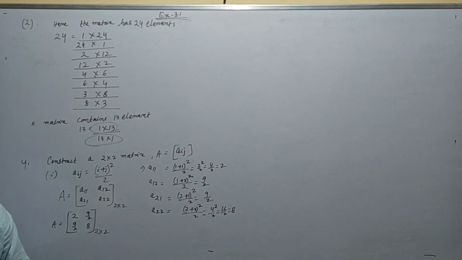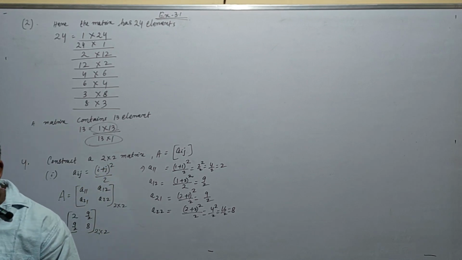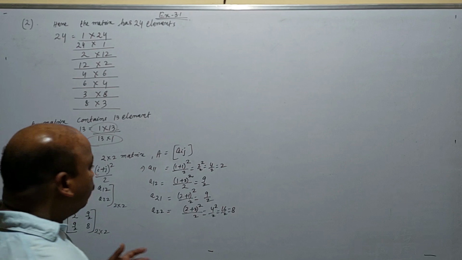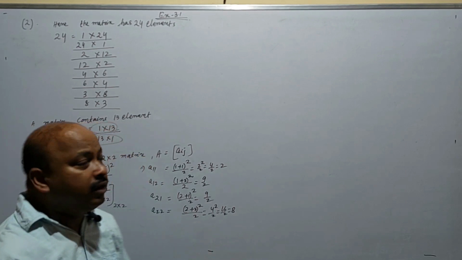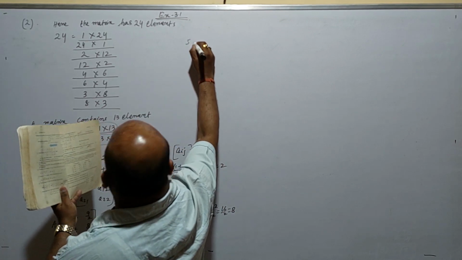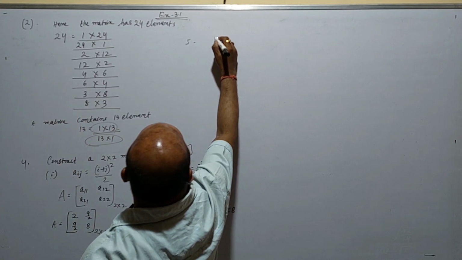So students, you solve questions number 4 and 5. Question number 5 is asking to construct a 3 by 4 matrix. So you solve here. First, you write the general form of a 3 by 4 matrix like A11. Question number 5, first part, I am solving here. We have to construct a 3 by 4 matrix.